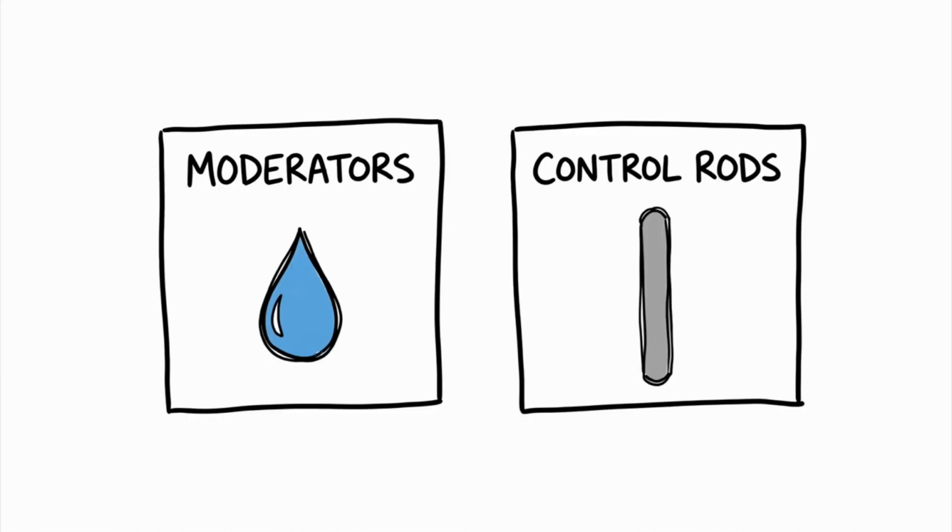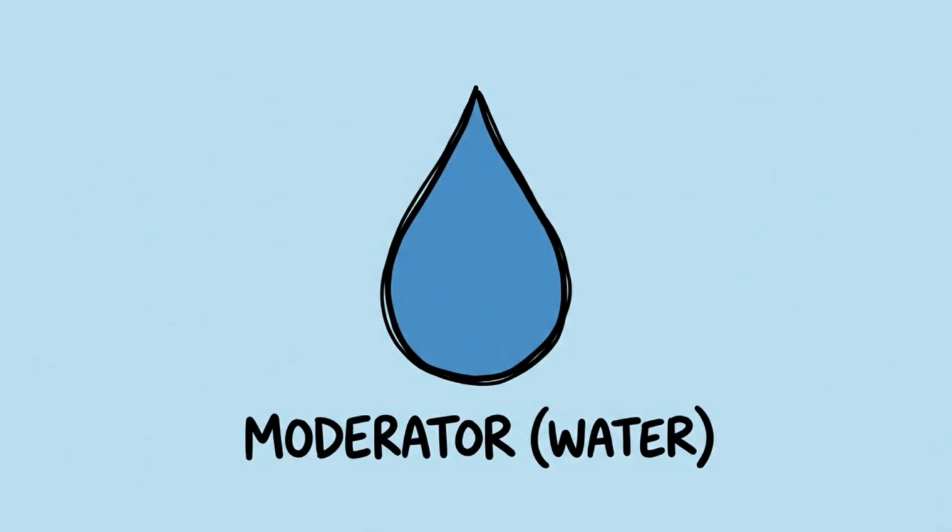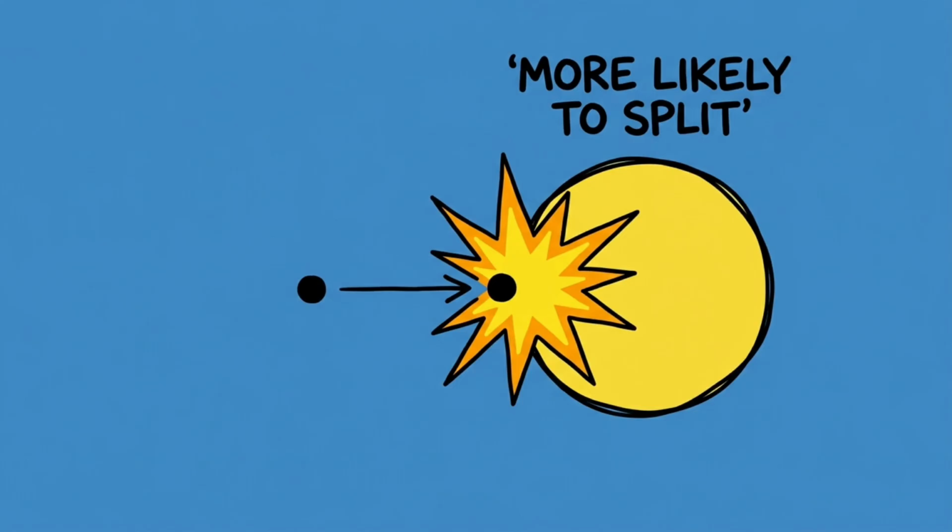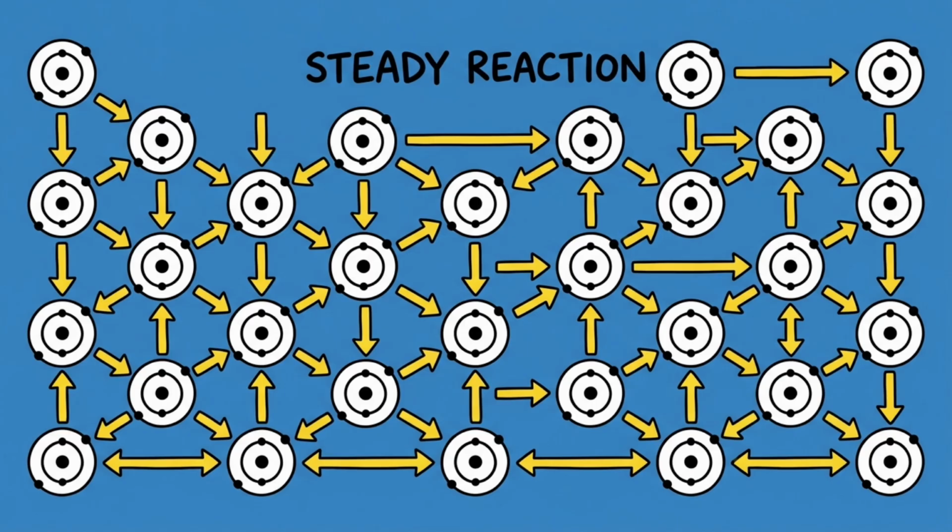Their solution involves two key components: moderators and control rods. A moderator, usually water, slows down the neutrons flying around inside the reactor. Slower neutrons are actually more likely to split uranium atoms, which keeps the chain reaction steady rather than chaotic.